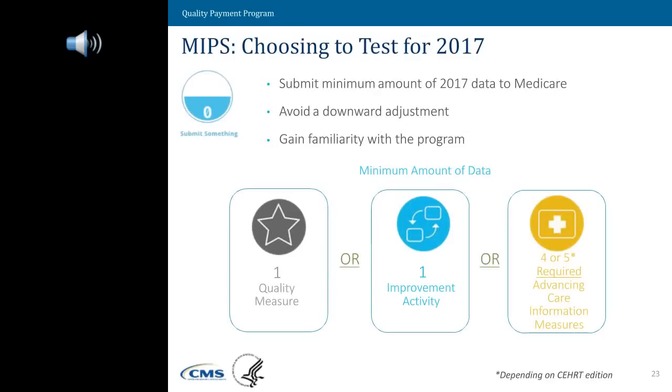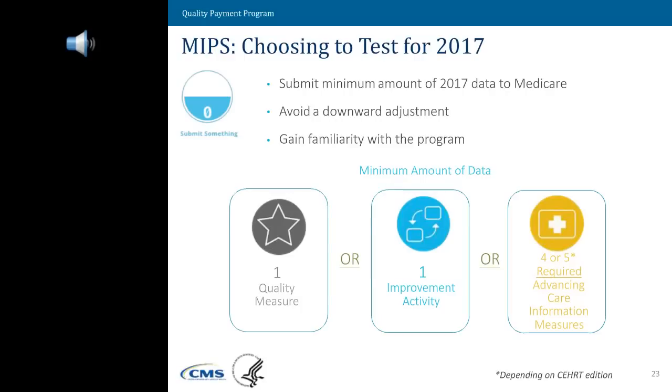So the test option is where you would submit just a minimal amount of data to us, and that would get you to the neutral point where you would avoid that negative 4% penalty. And what I mean by a minimal amount of data, it could be as minimal as 1 quality measure, 1 improvement activity, or the base elements of the advancing care information performance category.